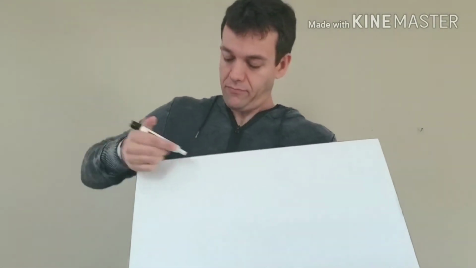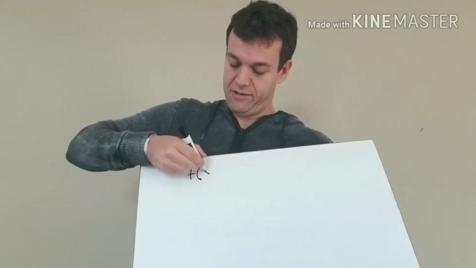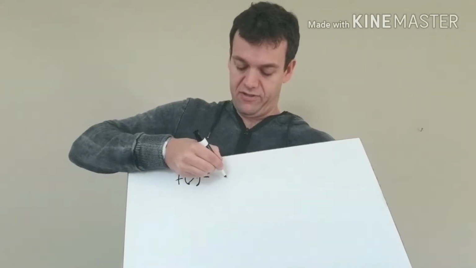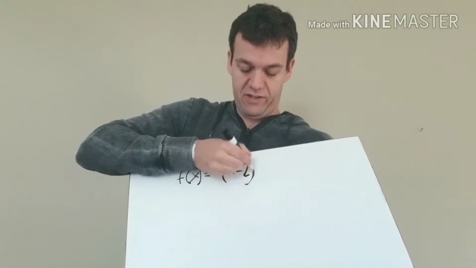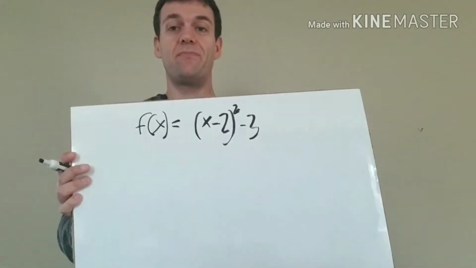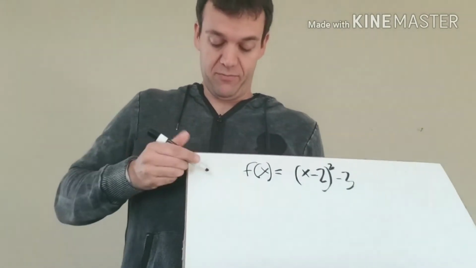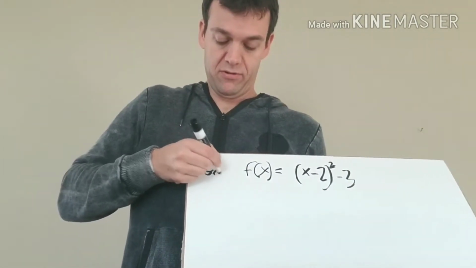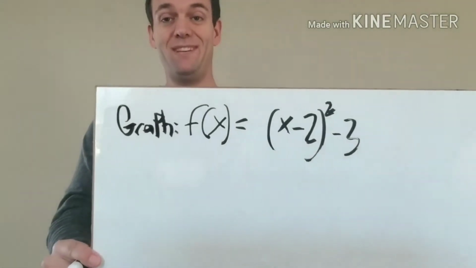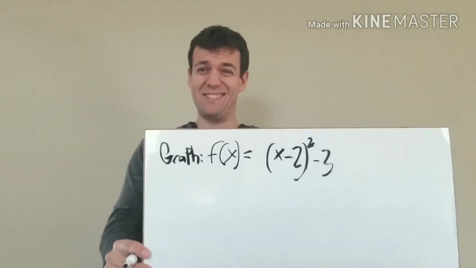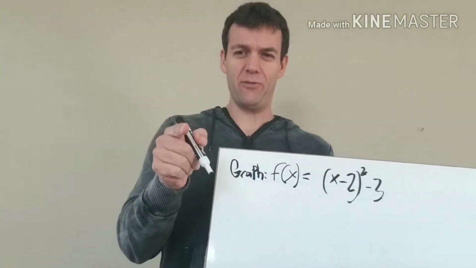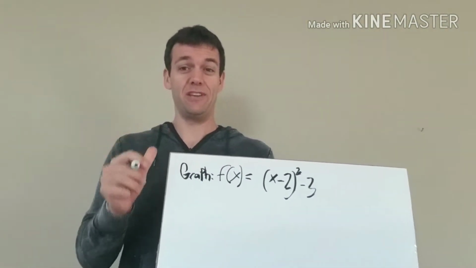Here we go. Let's say we got f of x equals x minus 2 squared, minus 3. Okay? And the directions are very simple. We just got to graph it, okay? Not that pleasant sounding, especially just one word for the directions, but extremely straightforward once you get used to it, and I'll help you get used to it right now.